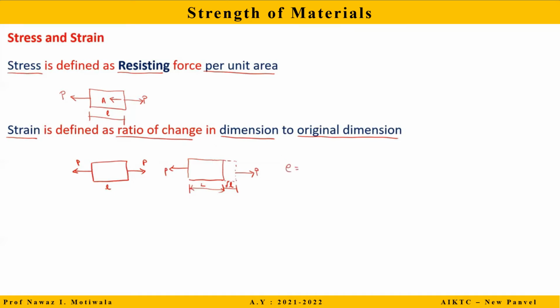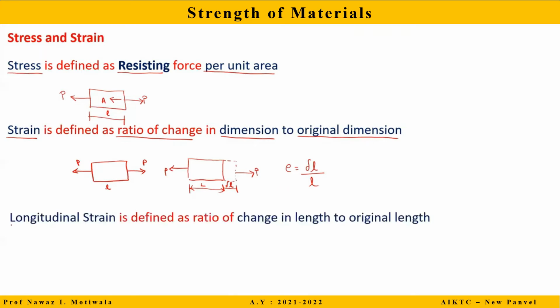So I will write it is change in dimension. What is the change? Change is just delta L, divided by the original dimension, which was L. Hence, for this case wherein the length is changing, strain is delta L upon L, where delta L is change in length divided by original length. Now, based on this, there are three different types of strain. The first one is the longitudinal strain. We just now saw it. It is the ratio of change in length to the original length.